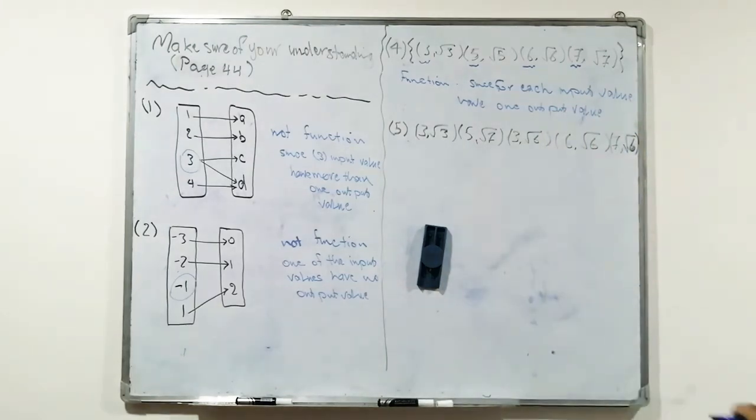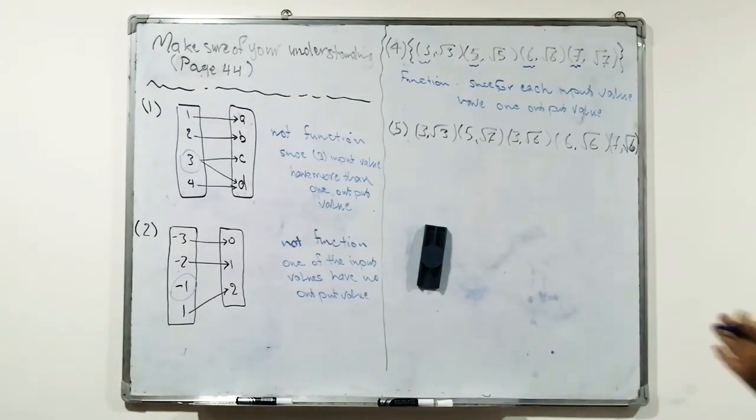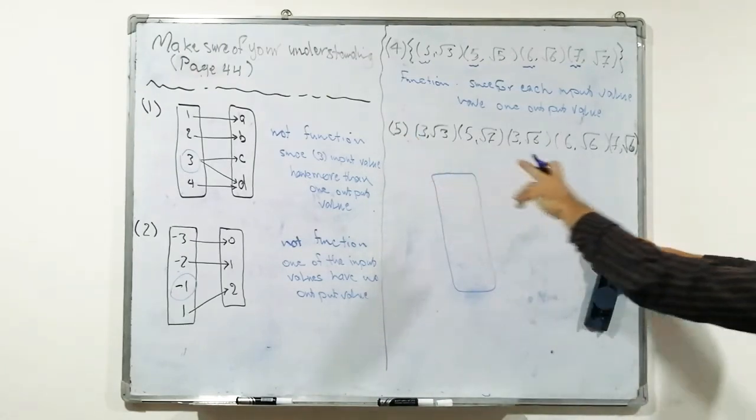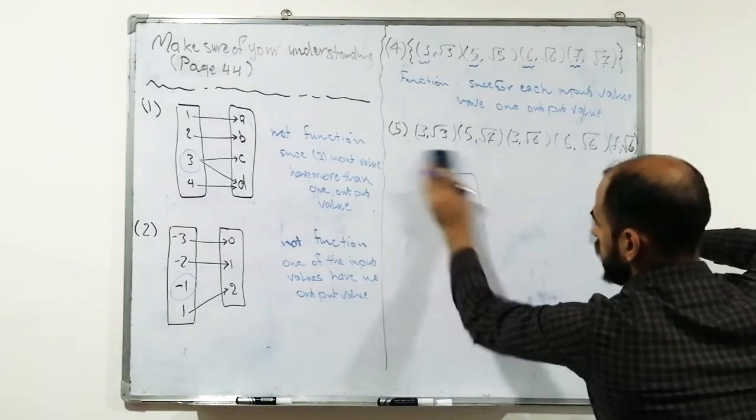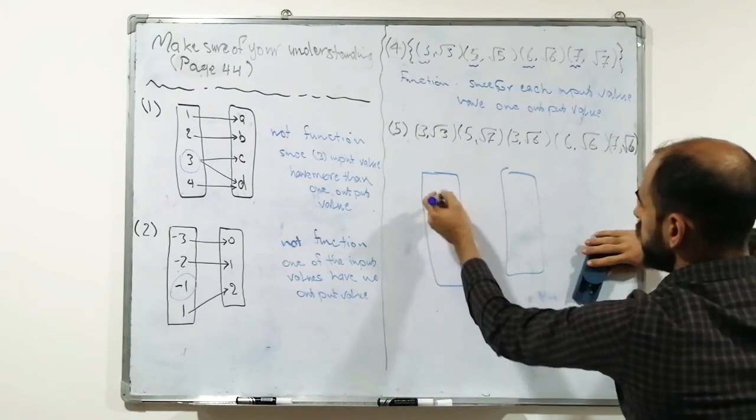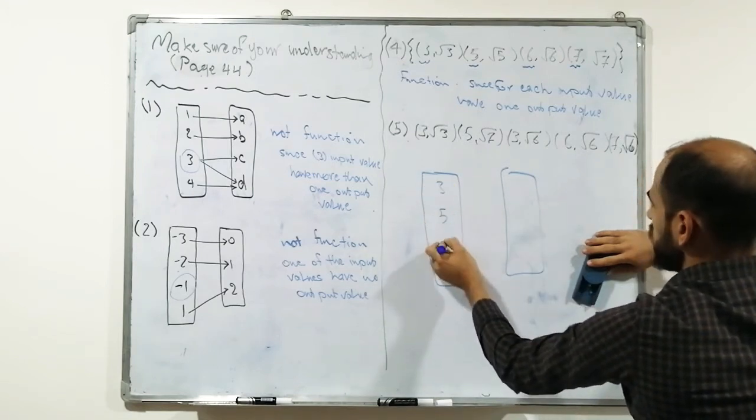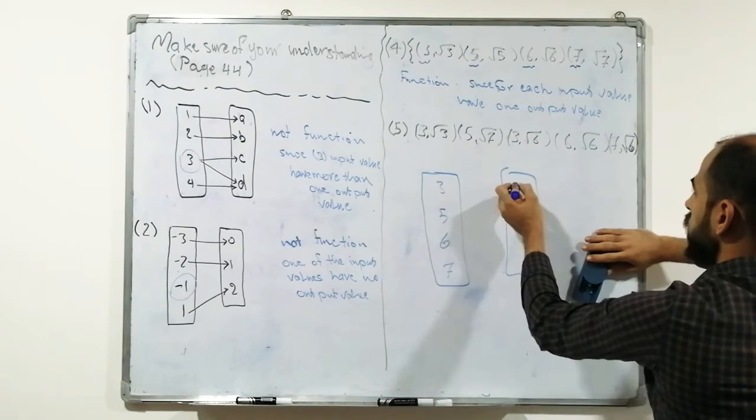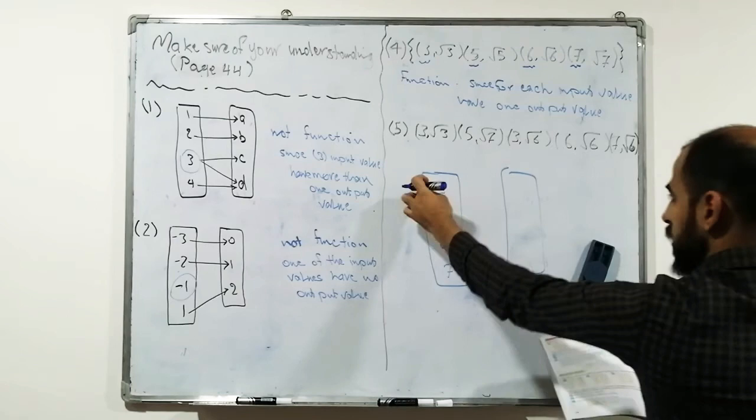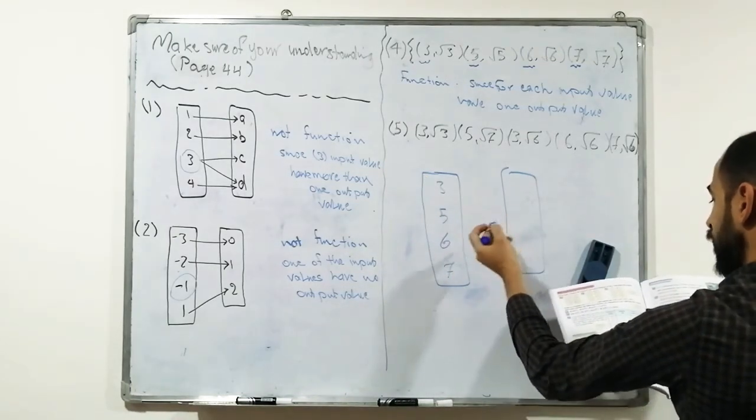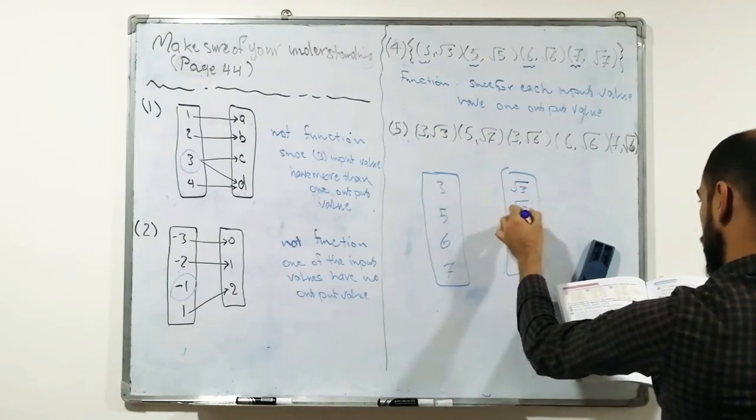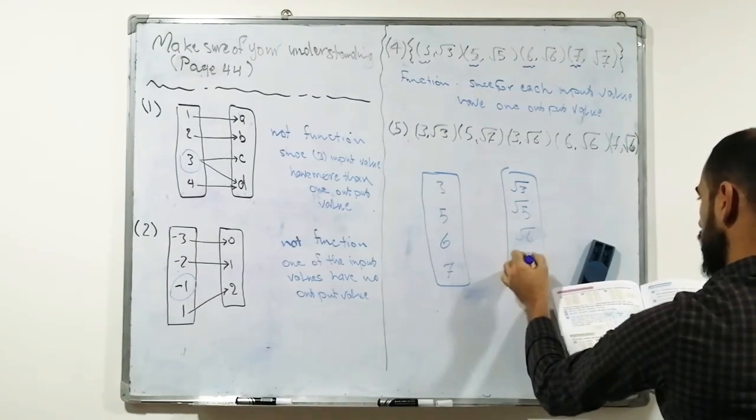Or we can solve by making a table, by drawing. I will solve the next question by making a sketch and drawing the input values, the output values and the relation. I will take the input values and the output values from the question. The output values are 3, 5, 6 and 7: square root of 3, square root of 5, square root of 6, and square root of 7.